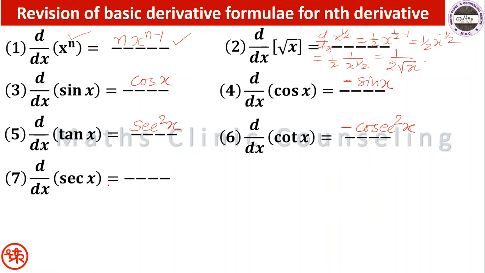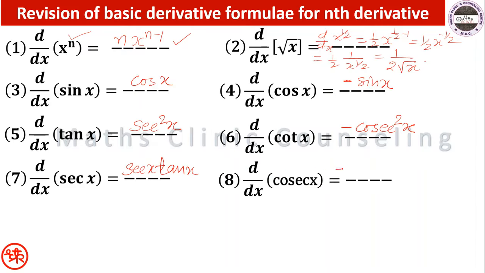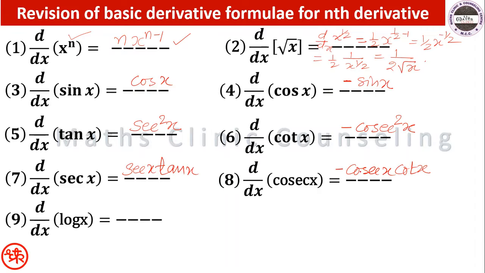d/dx of sec x is what? Sec x into tan x. Is that clear? d/dx of cosec x is minus cosec x into cot x. Is that clear? All these formulae we have already discussed in our previous lecture.